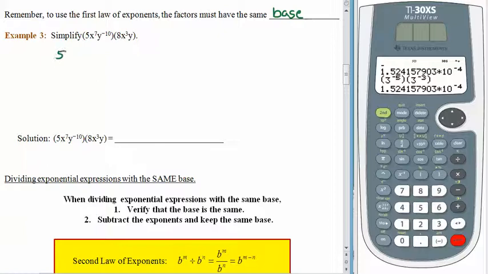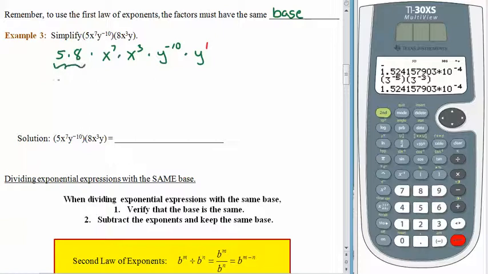We can put all of the coefficients together, 5 times 8. We can put all of the x powers together, x to the 7th multiplied by x to the 3rd. And we can put all of the y's together, y to the -10th power multiplied by y. And y has a 1 sitting right there, so don't think that there's not an exponent on it. But otherwise, we're just going to apply the rule.